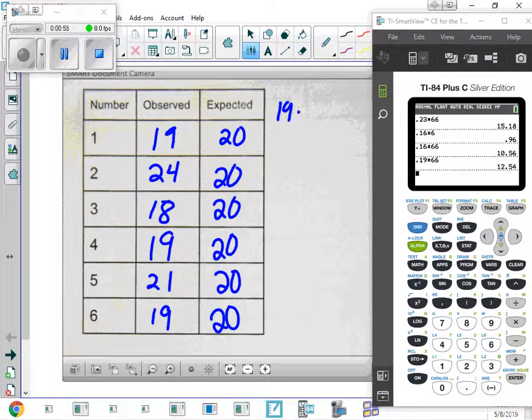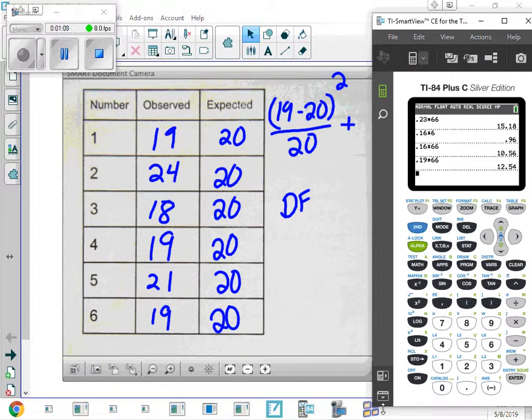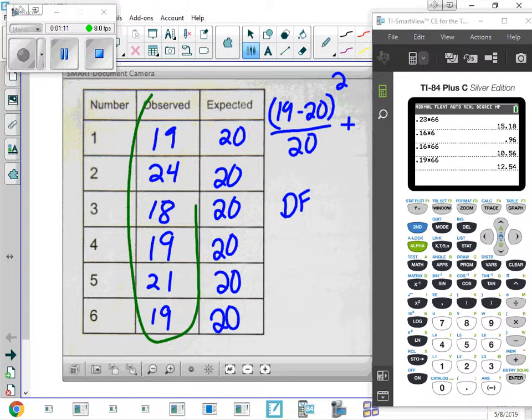19 minus 20 squared over 20. And then I need to do that for all the categories and add those together. And then how many degrees of freedom do I have? Well, we really only have 6 categories. This is not part of our sample. That's just the expected value. So I have 6 categories, I subtract one of them, and I have 5 degrees of freedom. And then I look it up on the chi-square table. Any questions about that? 5.